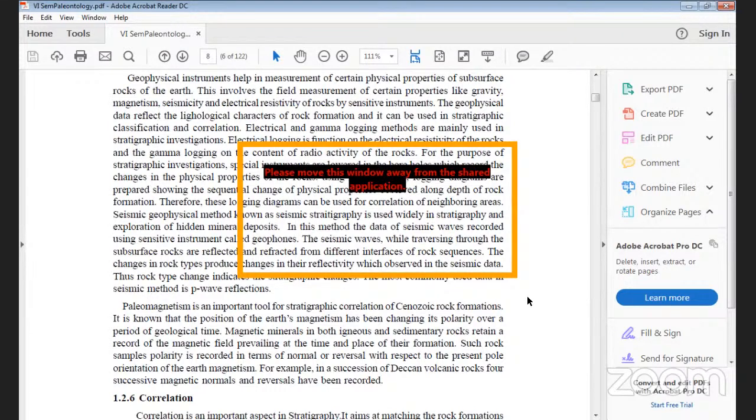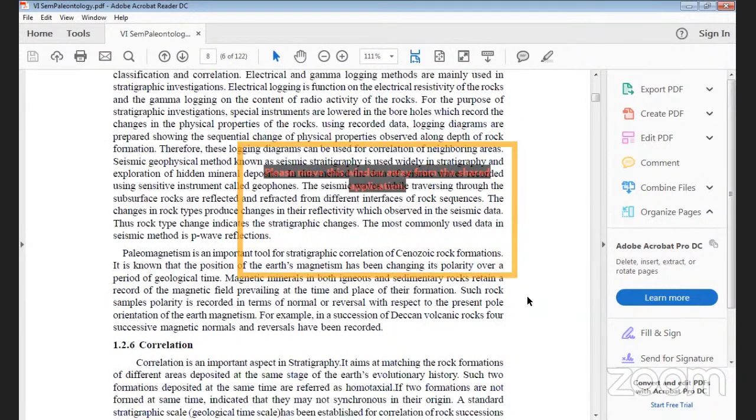And again, the main purpose of these rock studies is that the investigation will be carried out on stratigraphic sequences. Special instruments are lowered into the boreholes and are used to record the changes in the physical properties of the same rock formation within the earth.